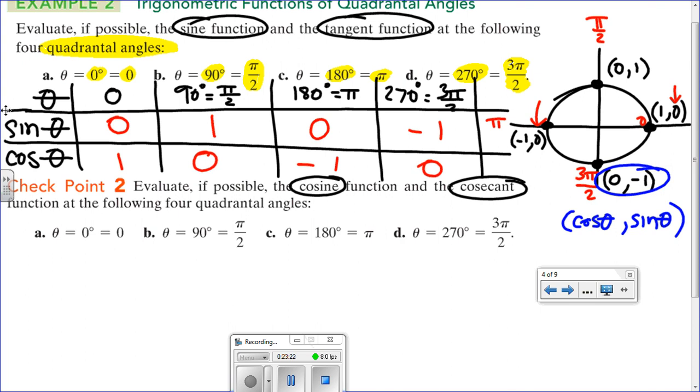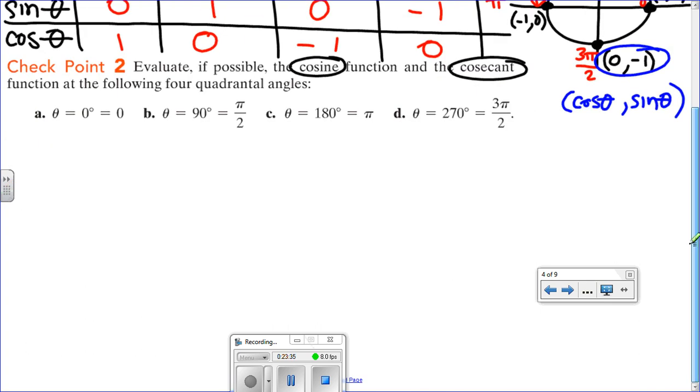Oh, wait. Card. Yeah. Card. And card. Okay, now for the next one. You guys gotta remind me.